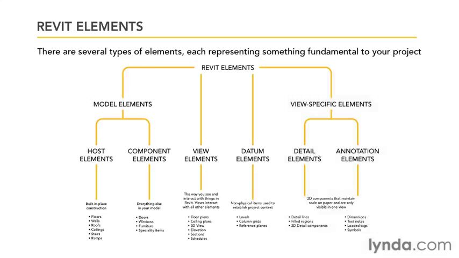Now, this diagram that I have on screen sort of encapsulates all the different kinds of elements that are available in a Revit project. And some of these are strictly in the project environment, some are in the family environment, but it does a pretty good job of summarizing at a high level how everything fits in.